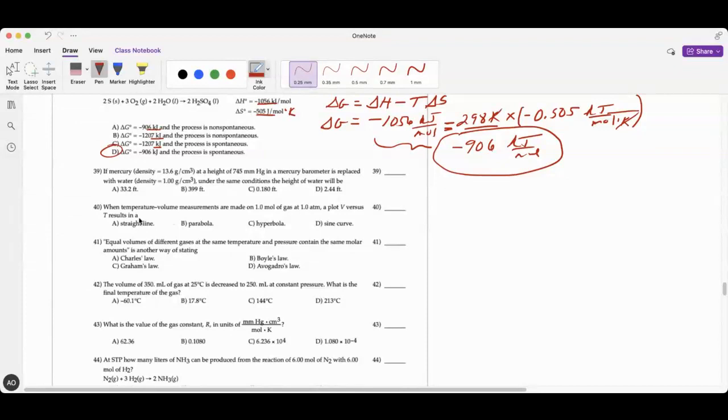Yeah, number 40 would be A. You'd have a straight line. Yeah. So it'd be linear. So that'd be A.